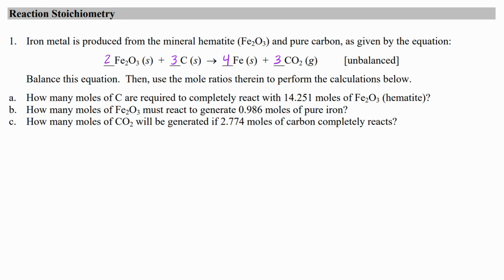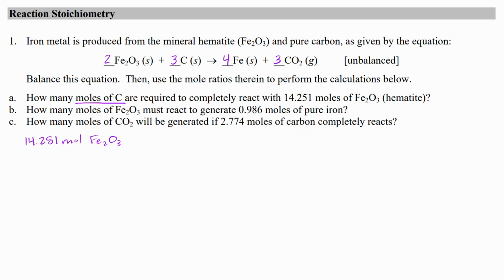Part A says how many moles of carbon are required to completely react with 14.251 moles of Fe2O3. So with any type of stoichiometry problem, you're always going to start with the number you're given. I always find that easiest to make sure I'm canceling out the correct units and getting to what I want. So I'm starting out with 14.251 moles of Fe2O3. And in this question, I am looking for moles of carbon.